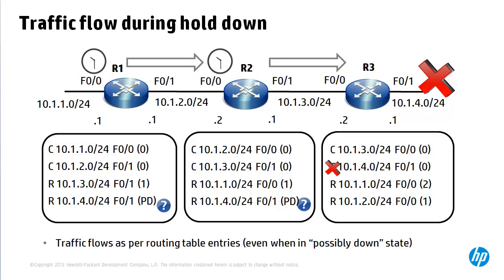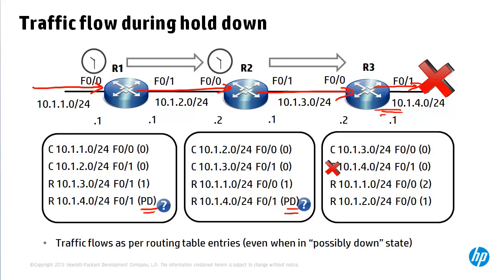The route is still available in the routing table so that normal traffic will still be routed to the destination network, as it may have come back during the hold down timer. So if traffic was sent to router 1, it would route the traffic to router 2, even though the route is marked as possibly down during the hold down timer. Router 2 would send the traffic to router 3, and router 3 would either forward the traffic on if the link is up or drop the traffic.